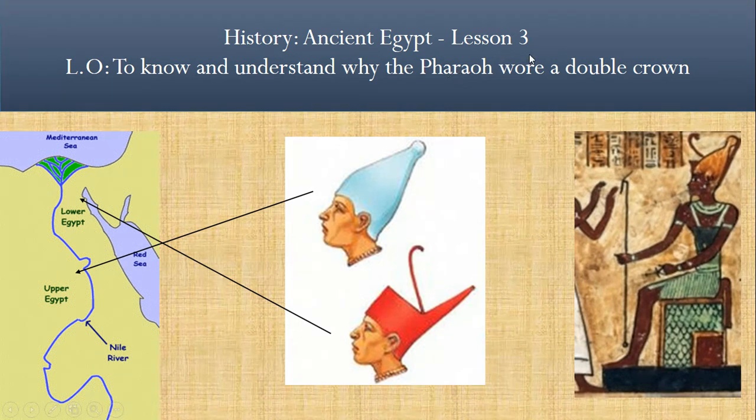This is lesson 3. Our learning objective is to know and understand why the Pharaoh wore a double crown. Remember, you can stop the video to have a look at the pictures and the text. And here we have somebody wearing a white crown pointing to Upper Egypt, and somebody wearing a red crown pointing to Lower Egypt. And here we have a picture of somebody that looks like they're wearing both of them. Let's find out.